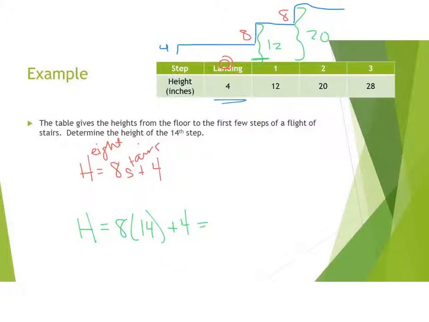So I'm going to do 8 times 14, which is 112, and add 4 more, and we're going to be 116 inches tall on that 14th step.